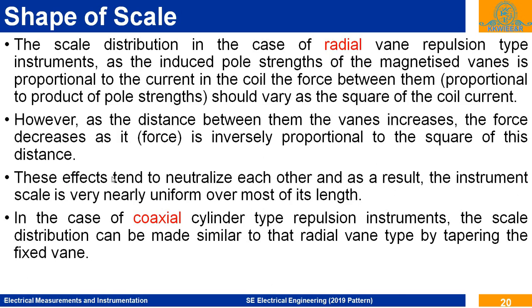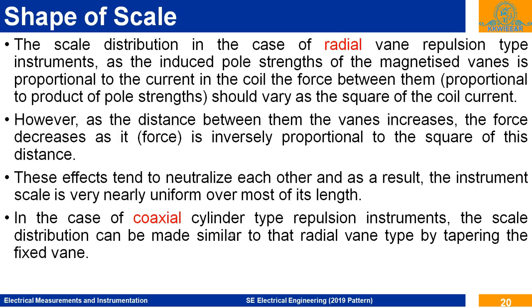So these effects tend to neutralize each other, and as a result the instrument scale is very nearly uniform. So in the repulsion type instrument, as the distance between M1 and M2 increases, the force falls as the square of the distance. So these instruments will give the uniform scale.